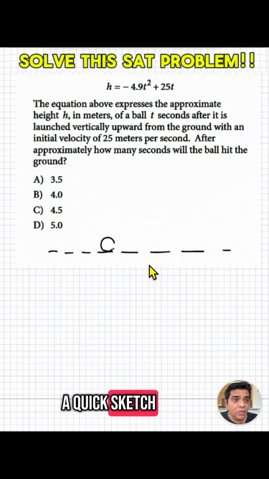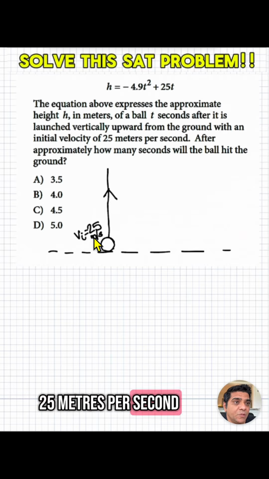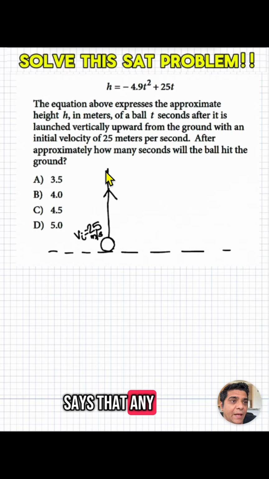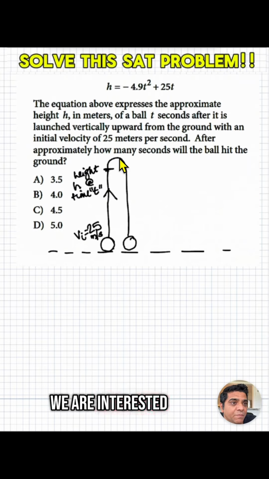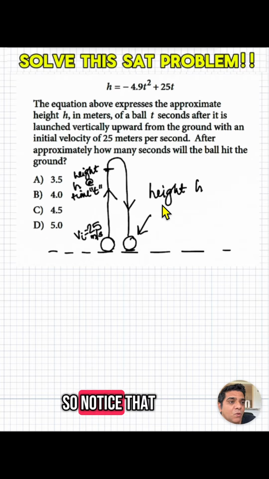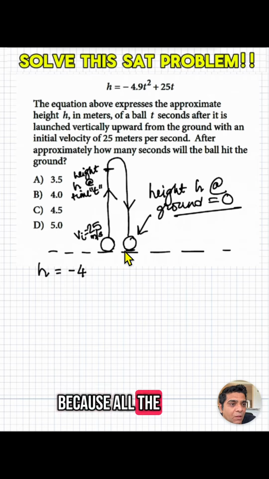So let's draw a quick sketch. Now, this is also a common physics problem, of course. The ball is launched with an initial velocity of 25 meters per second, and at any height it achieves, let's say height h, t is the time taken to achieve the height h. But we're interested in when the ball comes all the way back down and hits the ground. So notice that when the ball hits the ground, the height h is going to be 0, because it's all the way back on the ground again.